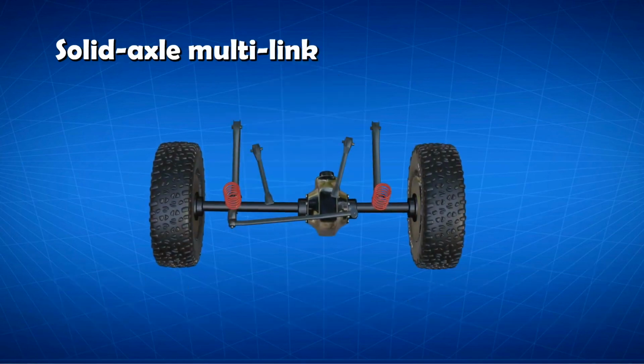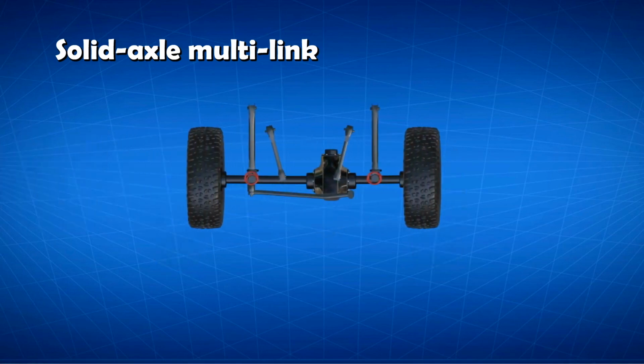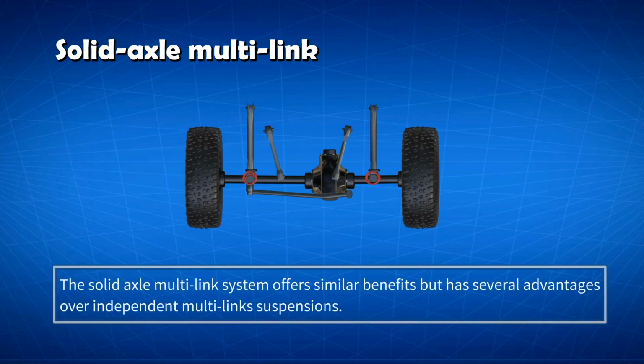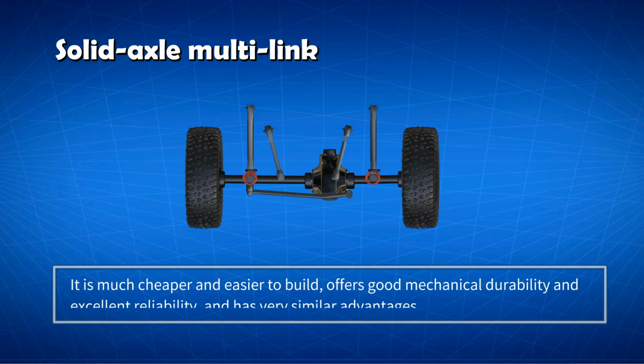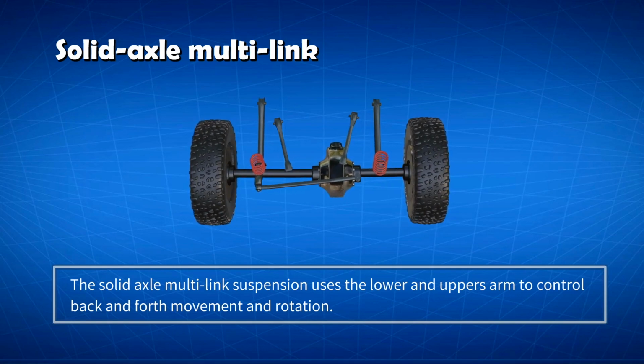Solid axle multi-link suspension. A variation of the same concept is the solid axle multi-link system. The solid axle multi-link system offers similar benefits, but has several advantages over independent multi-link suspensions. It is much cheaper and easier to build, offers good mechanical durability, and excellent reliability. The solid axle multi-link suspension uses the lower and upper arm to control back and forth movement and rotation. This rotation occurs during acceleration and braking.